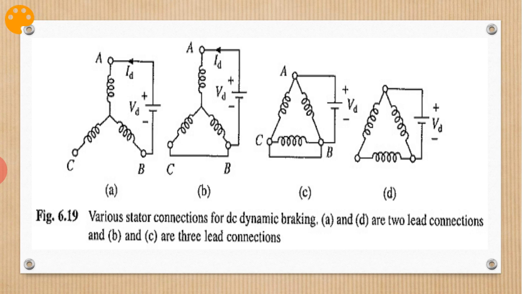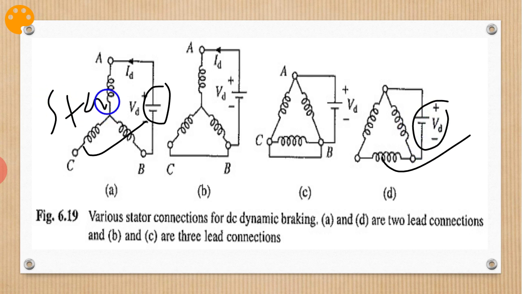Okay, so the first one: A and D are 2-lead connections, because if you look here, A and B are connected to the DC supply. Similarly here also, this is a star connection, and this is the delta connection. So, 2-lead connection.